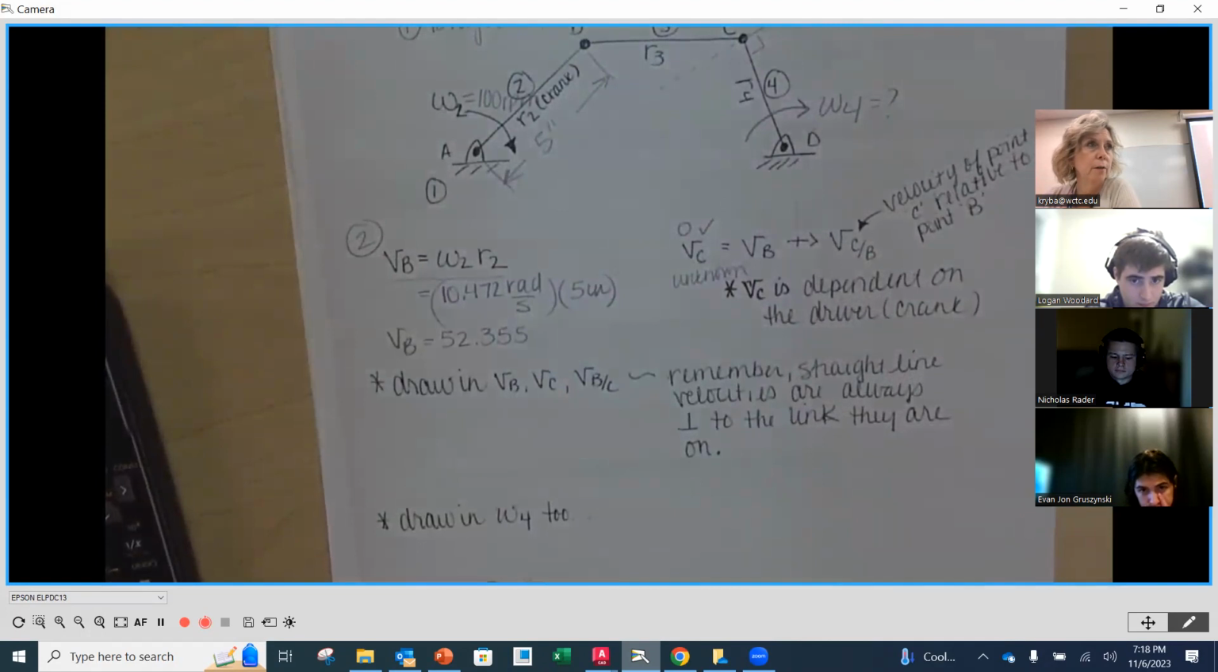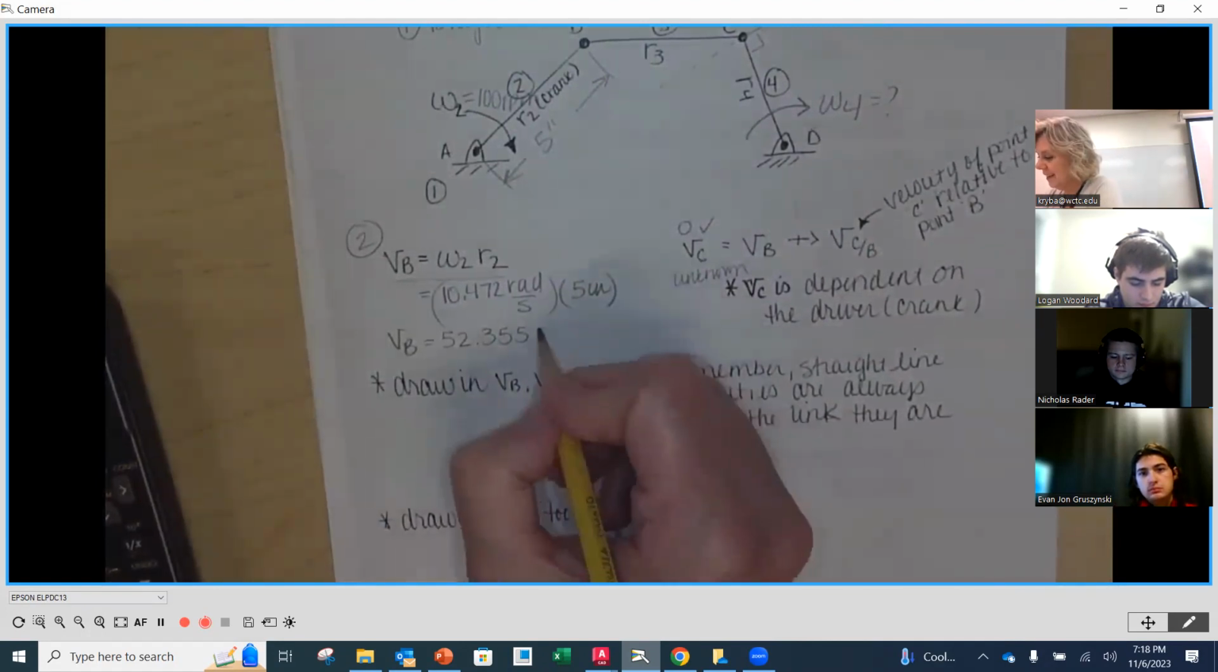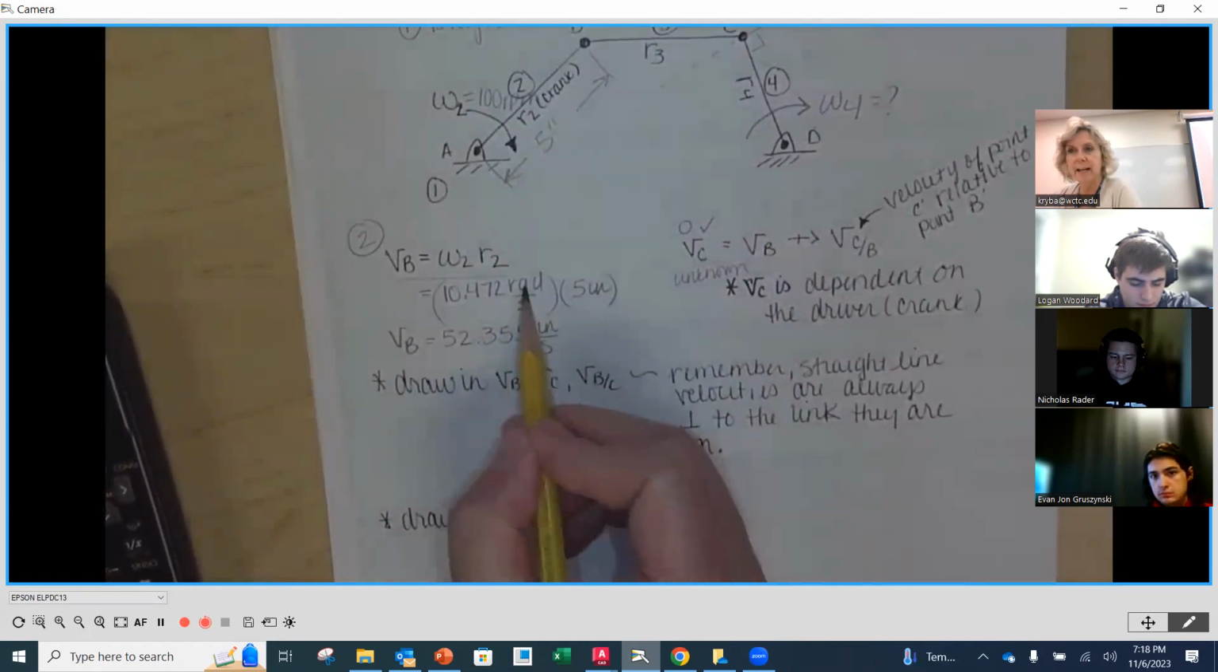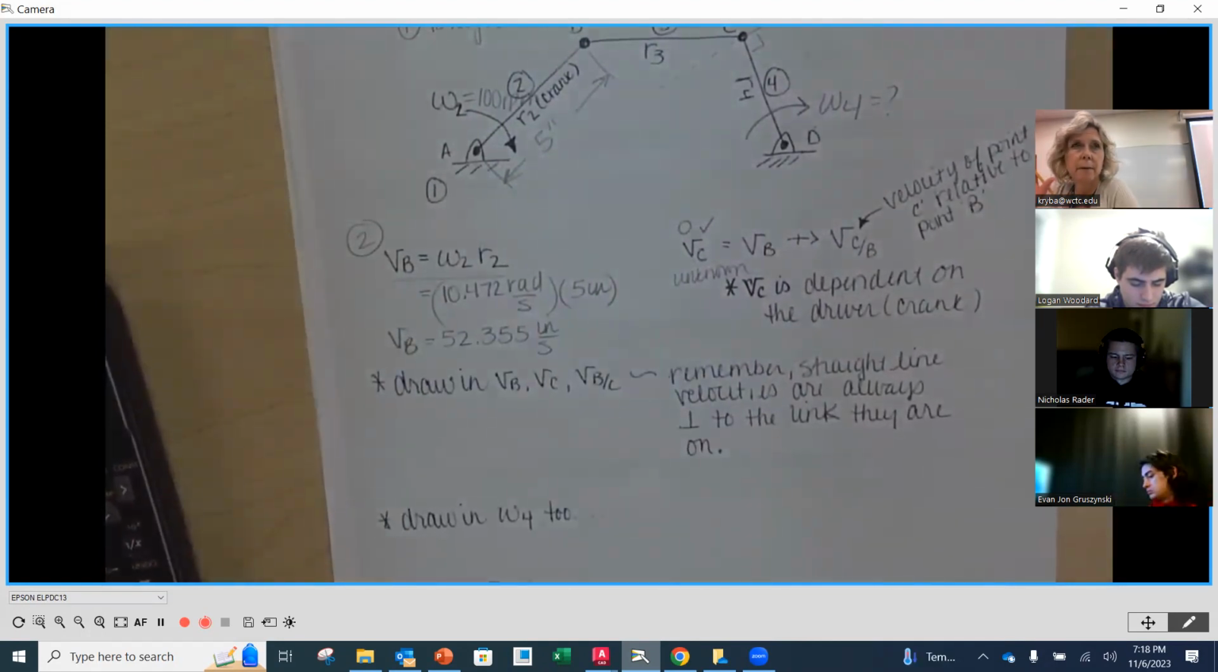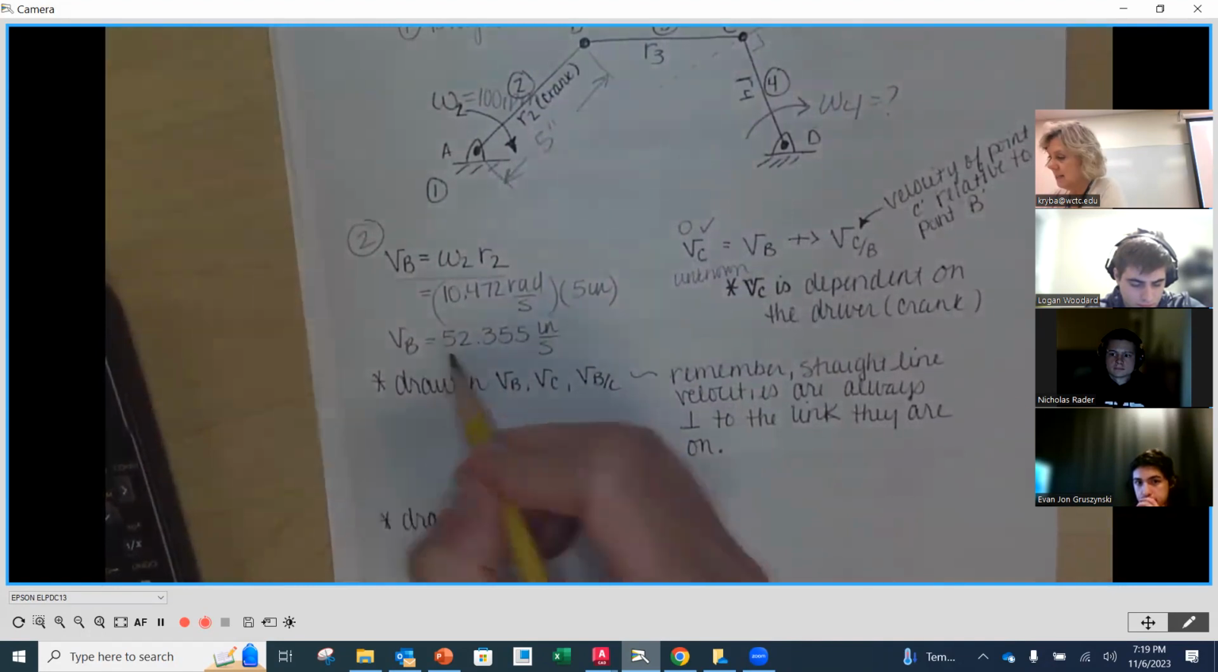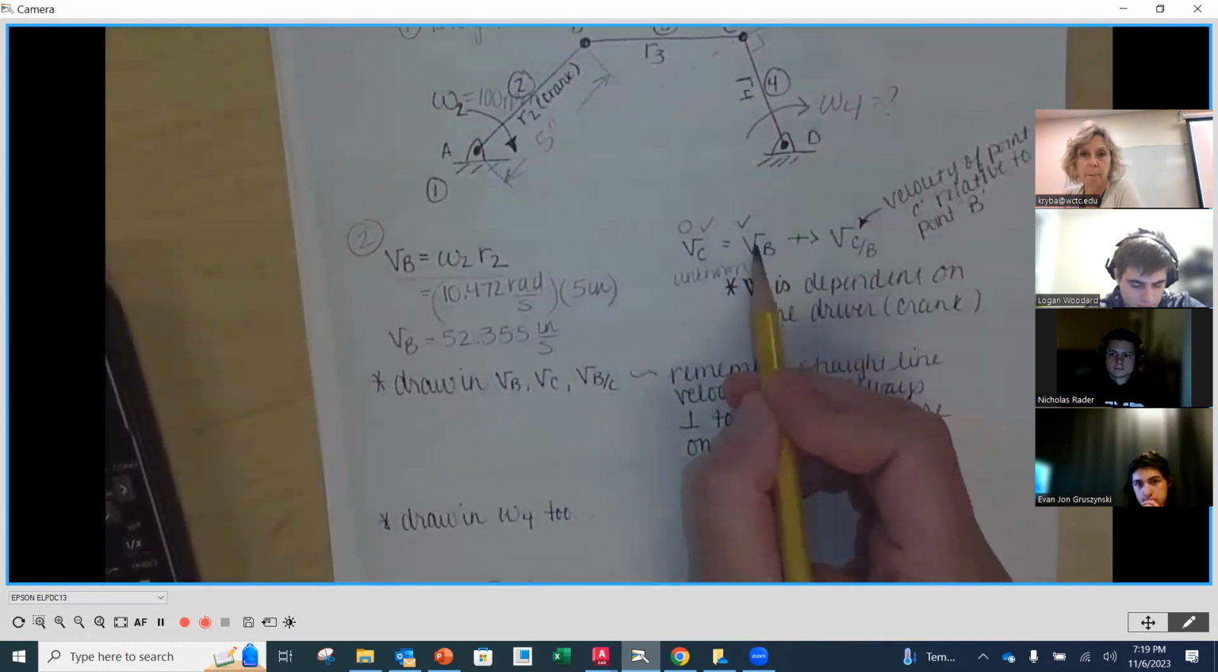Do you get 52.355? And what are my units here? Inches per second. Yes, inches per second. Remember, radians are unitless. And if they're multiplied by anything, they just drop out. They magically disappear, right? So it's inches per second, which is exactly what we're expecting for velocity, right? Distance over time. All right, so now this is the magnitude of B. So we can say we know the magnitude of B, right?